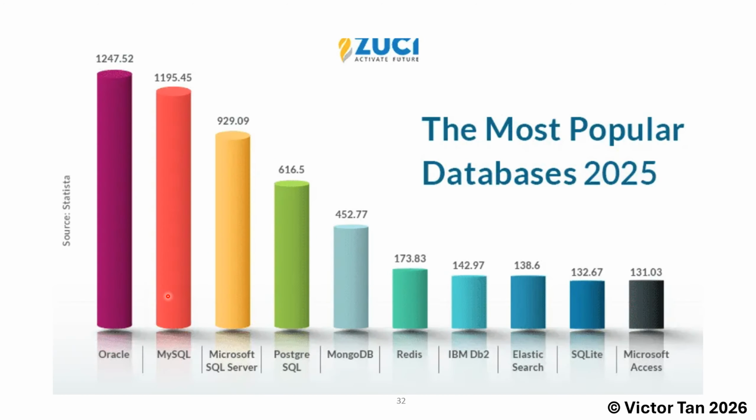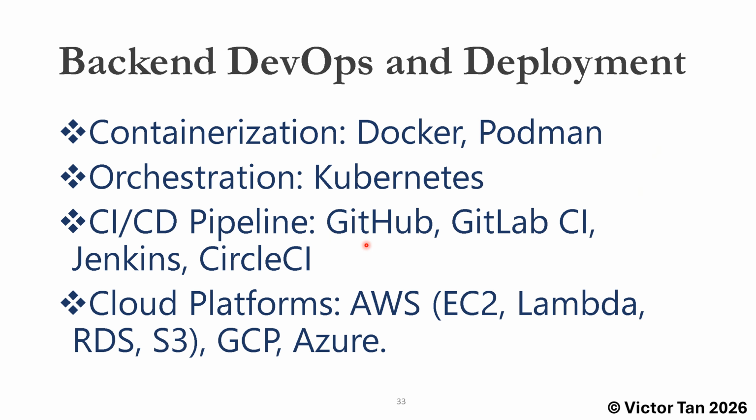All right, so let's take a look. You can see this is pretty much the most popular databases in 2025. The top four are still the traditional SQL or relational databases. Below that, the most popular NoSQL database back then and still today is MongoDB.